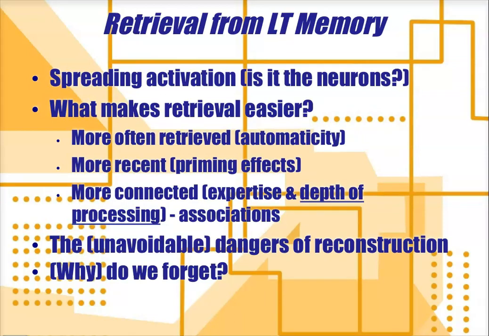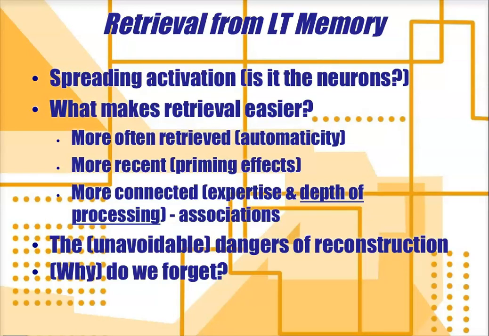Things that are connected more to other things are easier to retrieve because you're more likely to be able to get to them. There's more pathways. And this is why expertise and depth of processing matter. Depth of processing means, how much did you think about it? How much did you elaborate on it? How much did you use it? And therefore, how many little connections did you make in your head?